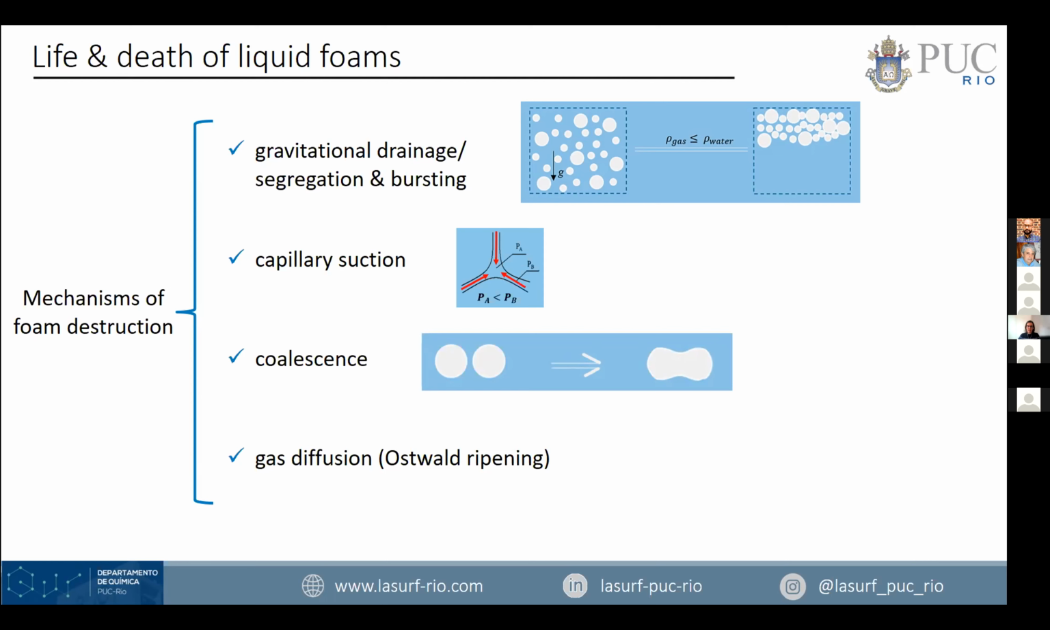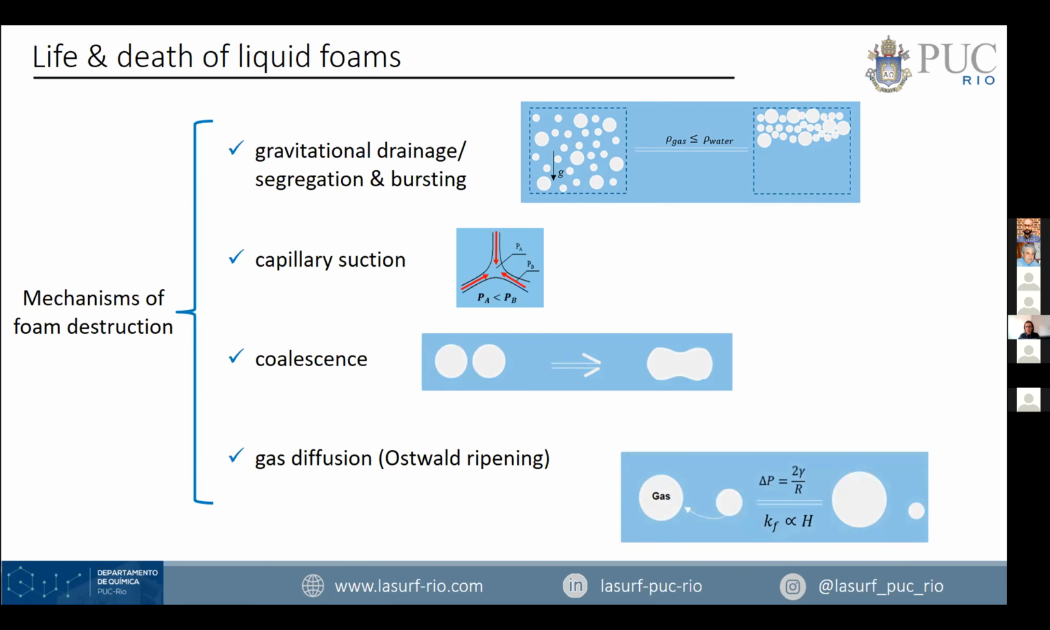And a characteristic mechanism of these dispersions is gas diffusion. In this case, we have a dispersion of a gas, also known as the ripening or coarsening phenomenon, which is when you have the migration of the content inside the bubble from the ones that have smaller radii to the larger radii because of the difference in pressure.